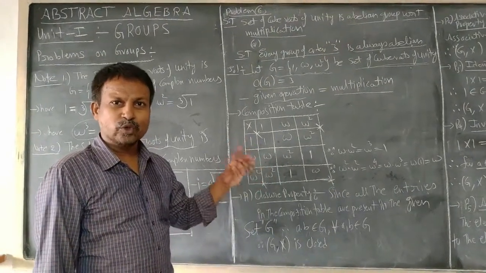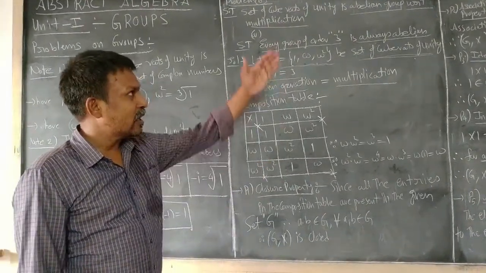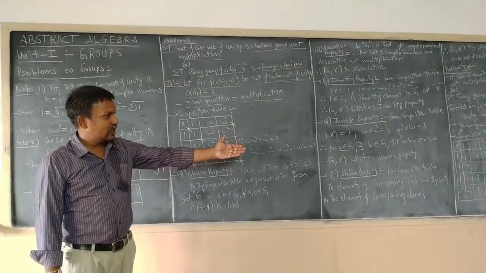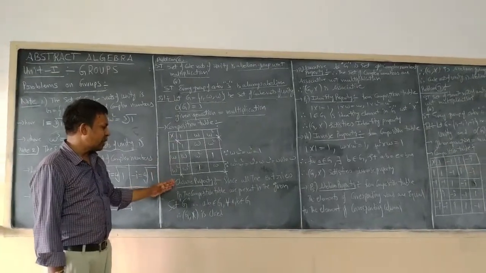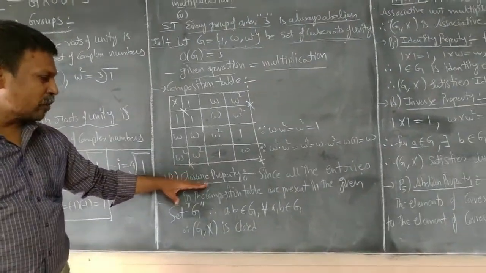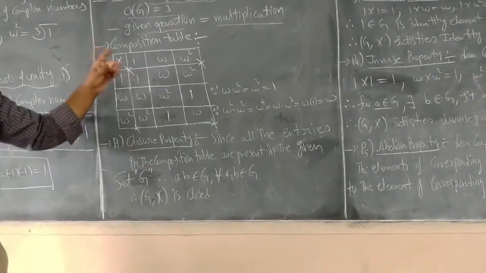Now let us move to prove the 5 properties, that is closure property, associative property, identity property, inverse property, and commutative property, that is abelian property. Now the first property is closure property. So here we prove this closure property by looking at the entries of the composition table.